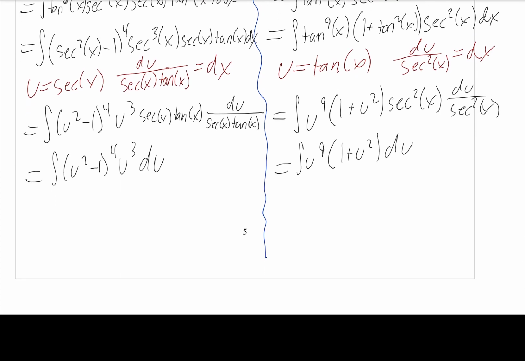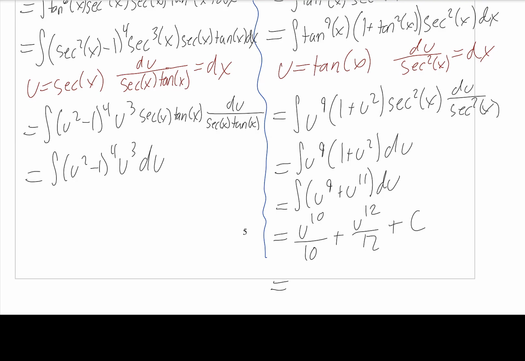We distribute out this u to the 9th. So we get the integral of u to the 9th plus u to the 11th du, which will give us u to the 10th over 10 plus u to the 12th over 12 plus c, which is going to be equal to tangent to the 10th of x over 10 plus tangent to the 12th of x over 12 plus c. Okay.